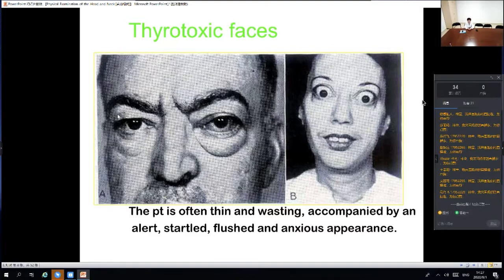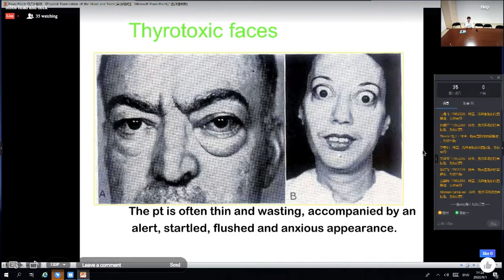Let's see this general appearance from the thyrotoxic faces. These patients are suffering from hyperthyroidism. They will show this kind of thyrotoxic faces. The patient is often thin and wasting, accompanied by an alert, startled, flushed, and anxious appearance. From your first look at this kind of appearance, you may be able to suspect the patient may suffer from Graves' disease.